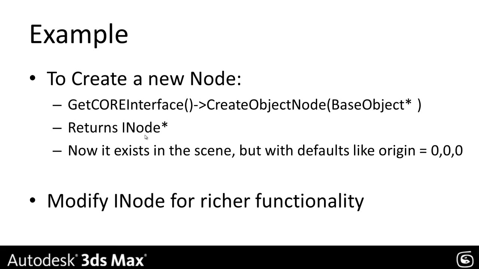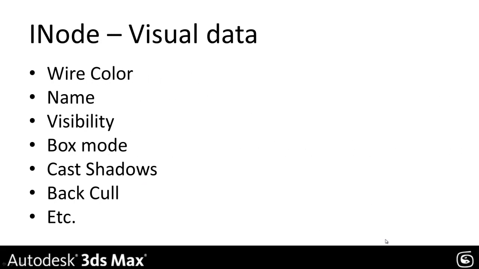So it now exists in the scene, but it's going to have defaults like the origin is equal to 0, 0, 0, and it's going to get a default name assigned to it. So at this point, you would then go ahead and modify the inode for richer functionality. So on the inode, there's some primitive data stored. So for example, the wire color, so basically the wireframe color, the name of the node, the visibility, other things such as box mode, that's just how it's displaying, whether it casts shadows, back culling, and there's many others.